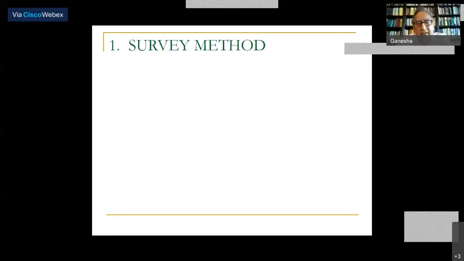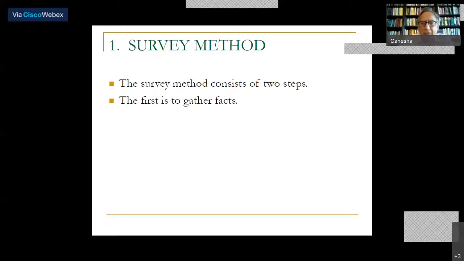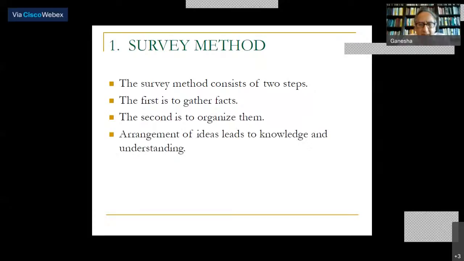The first method is the survey method. The idea is to survey a topic. It consists of two steps. First, you gather facts, and then you organize them. So a lot of things which seem to be unrelated start becoming related. Arrangement of ideas leads to knowledge and understanding. In fact, I believe it's Henri Poincaré who goes even further and says, knowledge is nothing but the arrangement of ideas. Well, I wouldn't leave it at that. I think there's a little bit more than that.